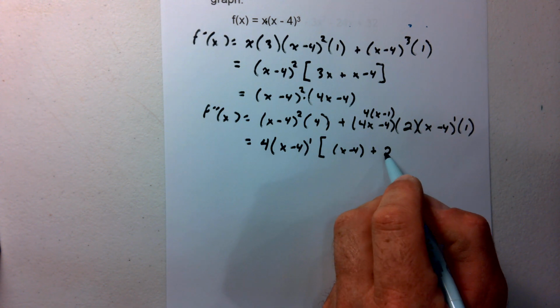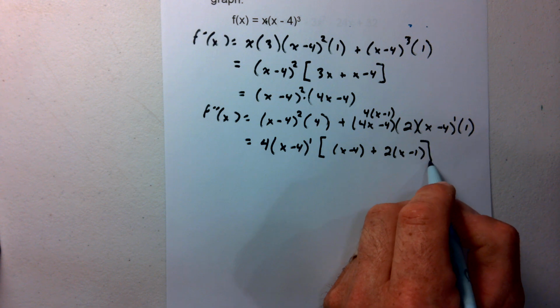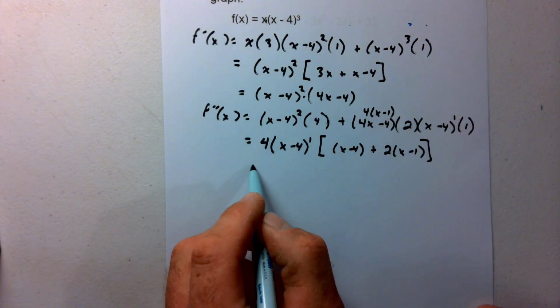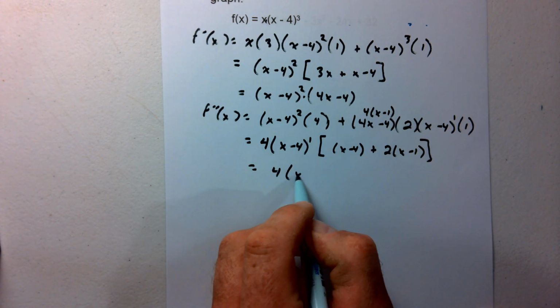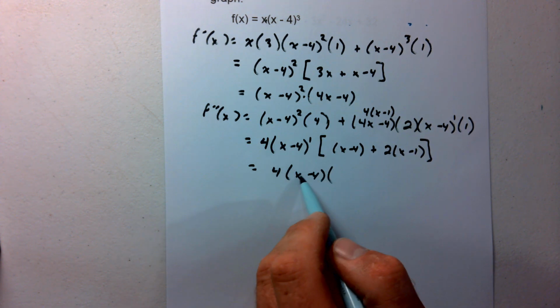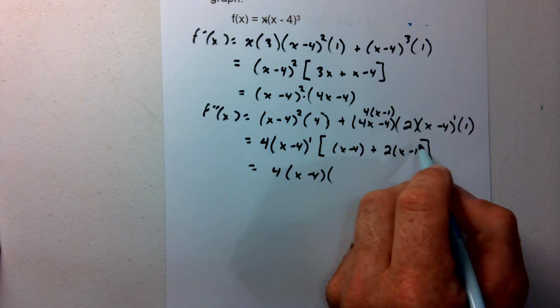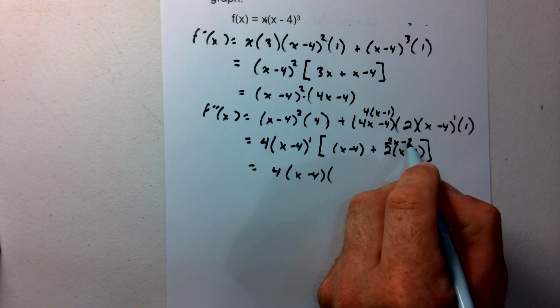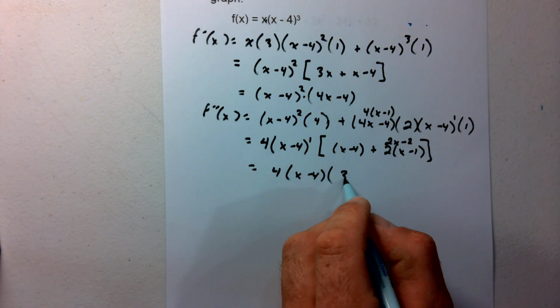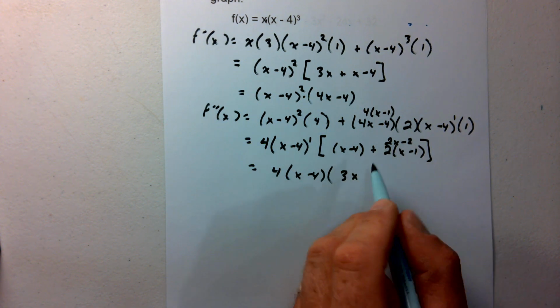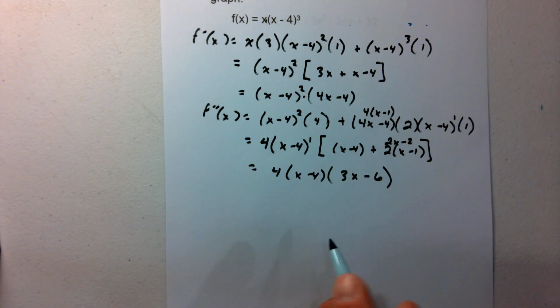So I have a 2 times an x minus 1 left. I'm going to go ahead and clean that up just slightly a little bit more. So I have 4x minus 4. Here I can multiply my 2 through, so I get 2x minus 2. Add on my x, so I get 3x. And then I get 4 minus 2 gives me negative 6.